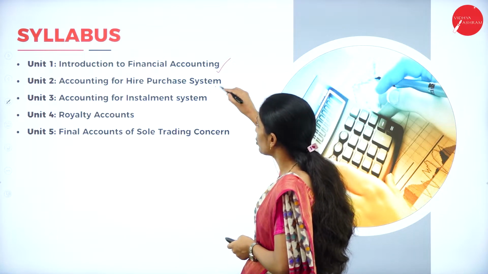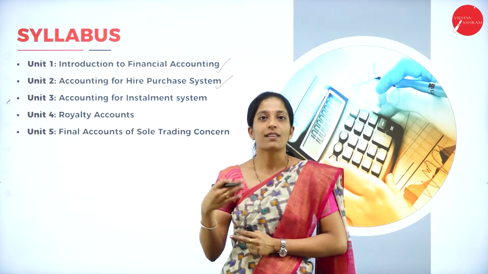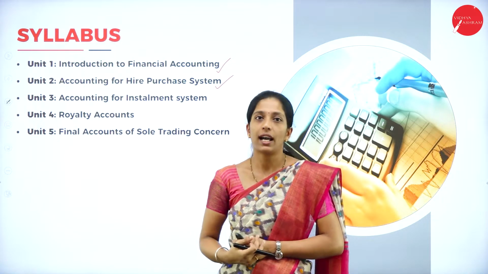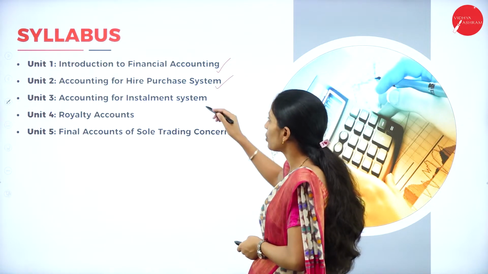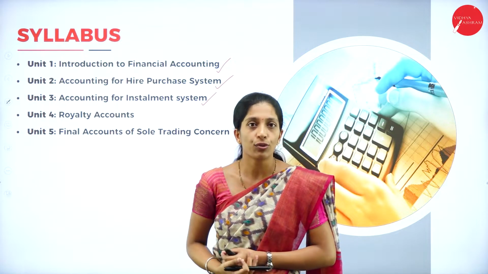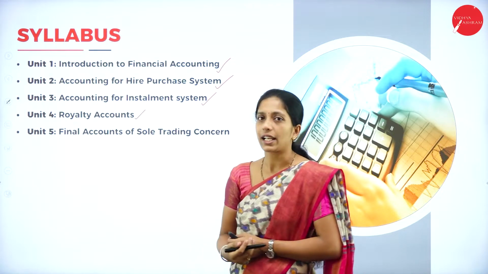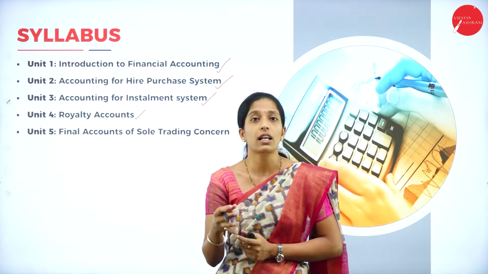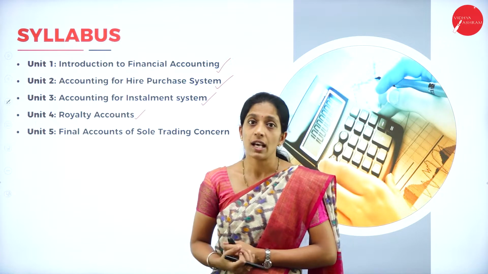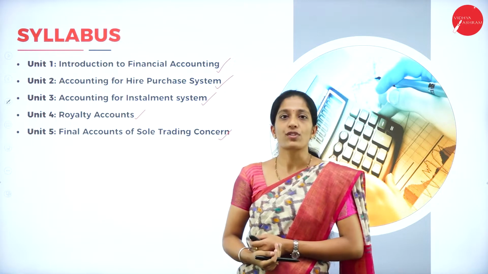Now coming to the second unit, you are going to learn about Accounting for Hire Purchase System. This is the first time you are going to learn this particular unit, that is Accounting for Hire Purchase System. And your third unit is Accounting for Installment System. This is also a new topic that you are going to learn here. Next, your fourth unit is Royalty Accounts. So you are going to learn how the accounts are prepared under royalty, what we call royalty accounts. And the unit 5 is Final Accounts of Sole Trading Concern.